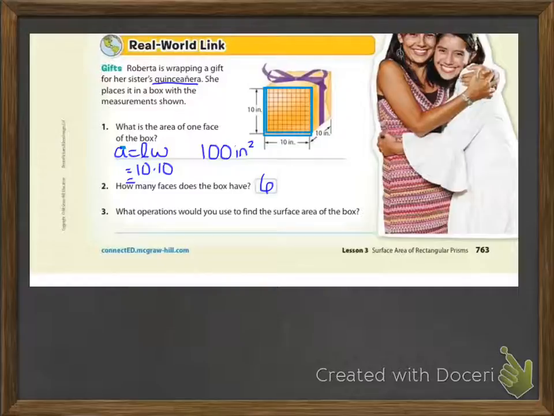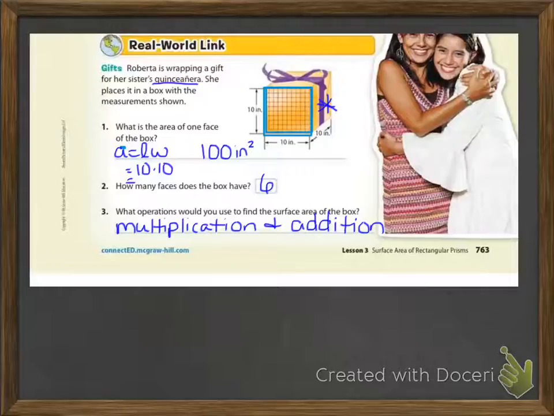And number 3 asks, what operations would you use to find the surface area of the box? That means to find all the sides. Well, think about what we just got done doing. What we did is we used multiplication to find the front face, the face that we can see. But since we've got 6 of those sides, we would find the area of each of the 6 sides. Then at the end, we would just add them all together. So the two math operations would be multiplication and addition.